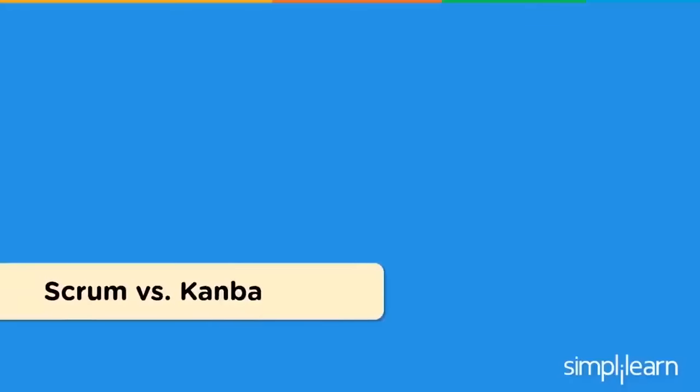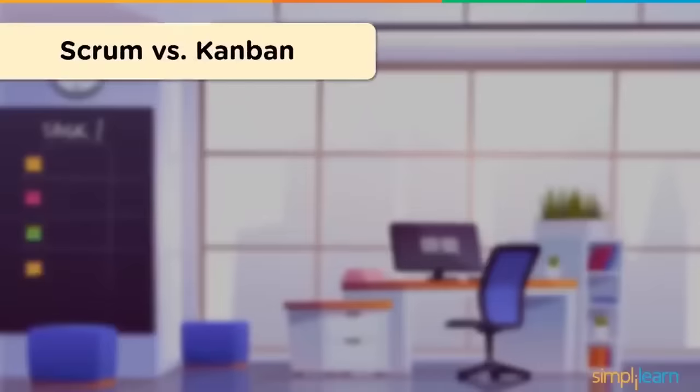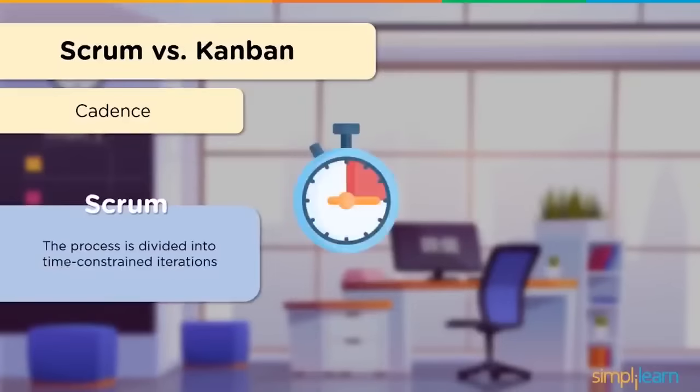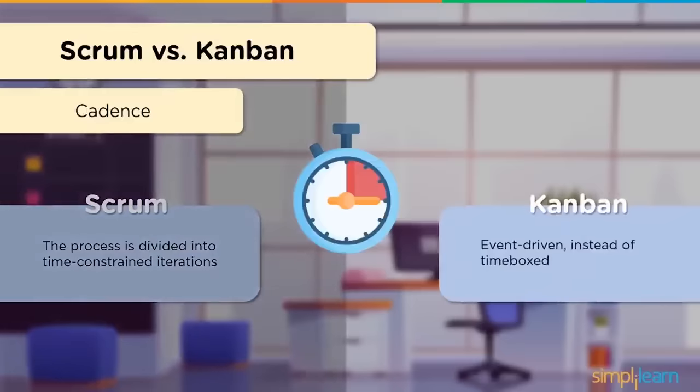Now, let's have a look at how these two frameworks are different from one another. Firstly, let's have a look at cadence. Cadence refers to the amount of time in a sprint or before a release. So when it comes to Scrum, the entire project is divided into time-constrained iterations, that is, into smaller, manageable units. But when it comes to Kanban, it's event-driven.